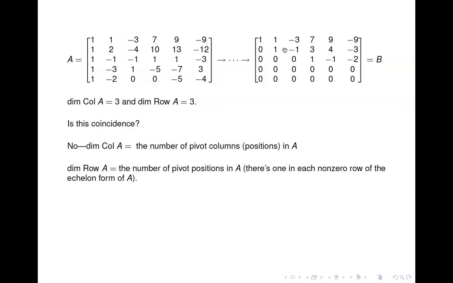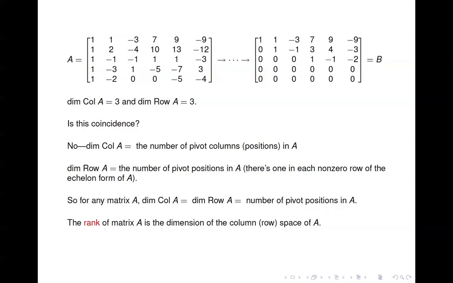So each of these values is based off of the number of pivot positions, right? Because a pivot position defines a pivot column, and a pivot position defines a non-zero row. So, for any matrix, the dimension of the column space is equal to the dimension of the row space, which is equal to the number of pivot positions in that matrix.